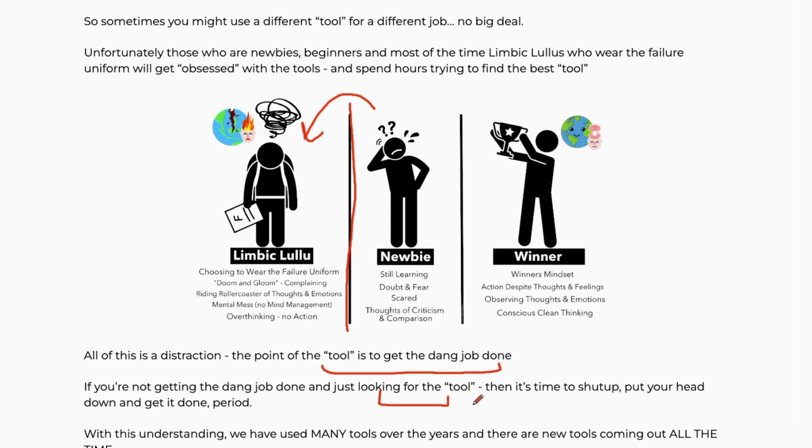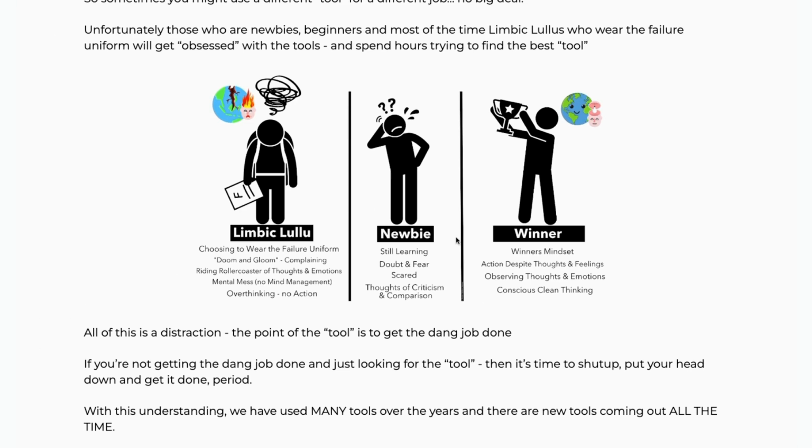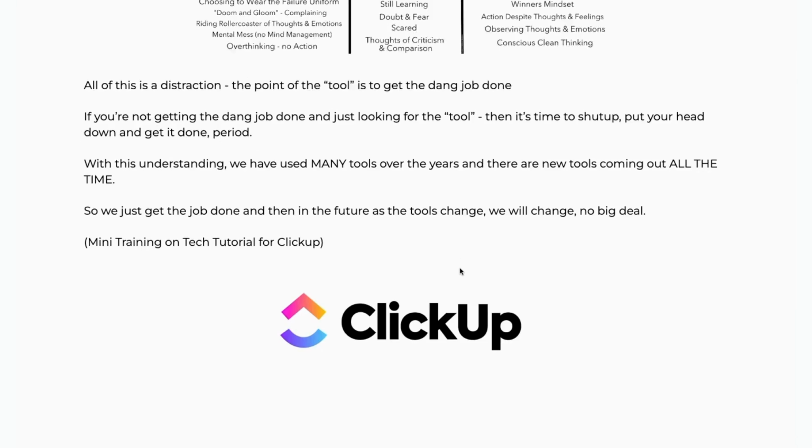And so with this understanding, this is the mental framework that I want to always equip you guys with, to be able to understand the mindset around all of these things, okay? Here's the thing. We have used many tools over the years, and we are actually switching tools all the time based off of how things are changing, right? There are new tools that are coming out, new things that work. Just because new tools are coming out doesn't mean we necessarily have to use them, but if there is a compelling reason why this new tool does the job significantly better, then yes, we will go ahead and use the new tool, right? So we just want to get the job done, and in the future, the tools are going to change. It's no big deal.